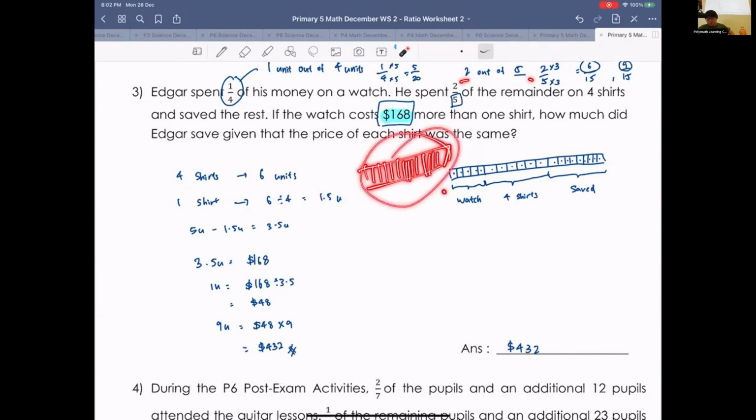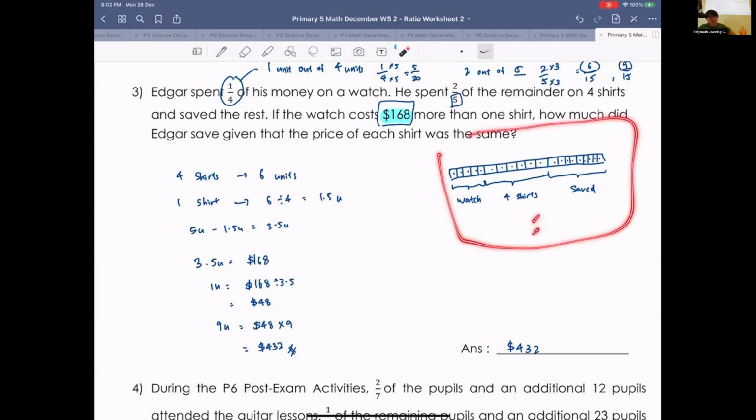So the problem is there's too many units already. This is already reaching the limit of models. When you have models like this and you need to cut them, it becomes so many units, it becomes unmanageable.